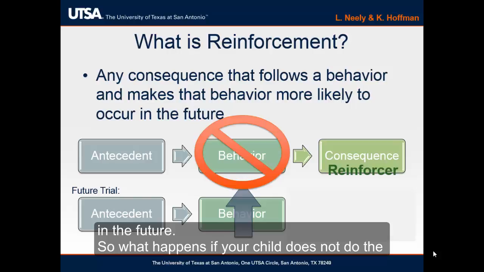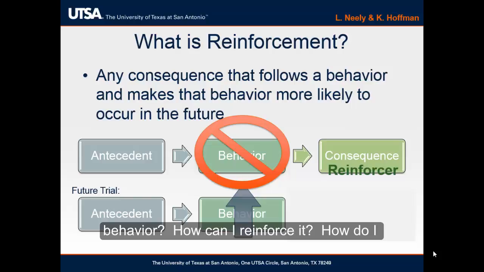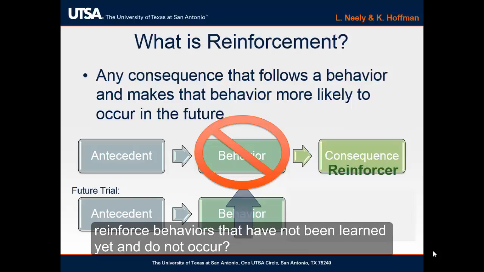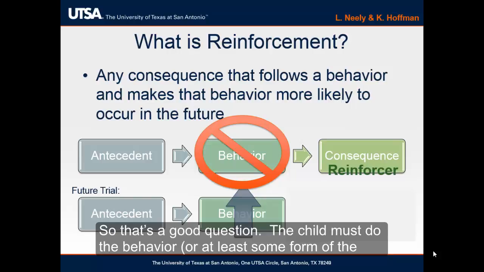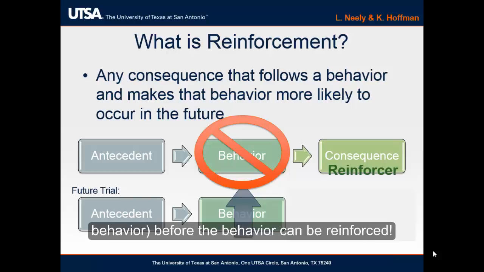So what happens if your child does not do the behavior? How can I reinforce it? How do I reinforce behaviors that have not been learned and do not occur? So that's a good question. The child must do the behavior, at least some form of the behavior, before the behavior can be reinforced.